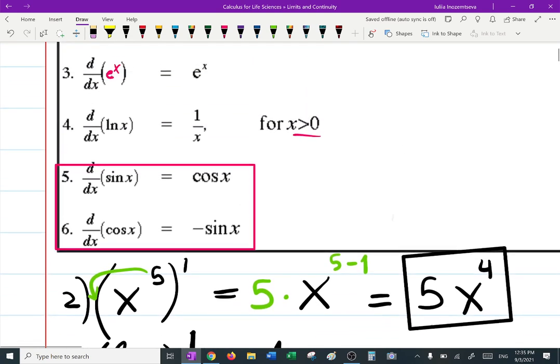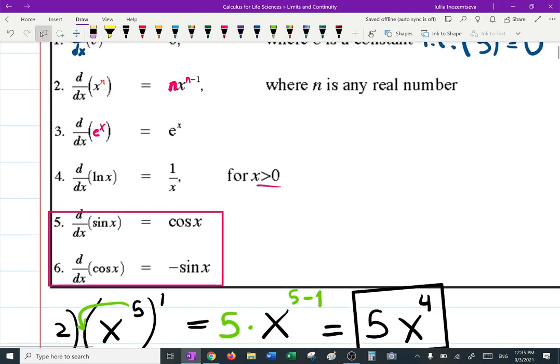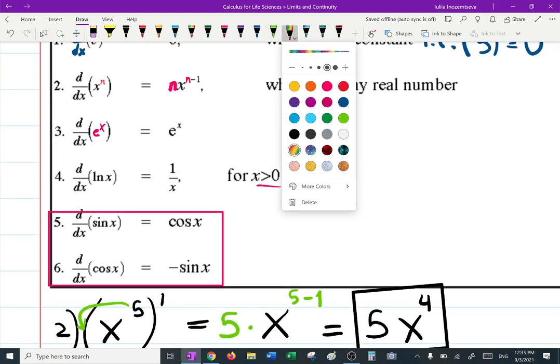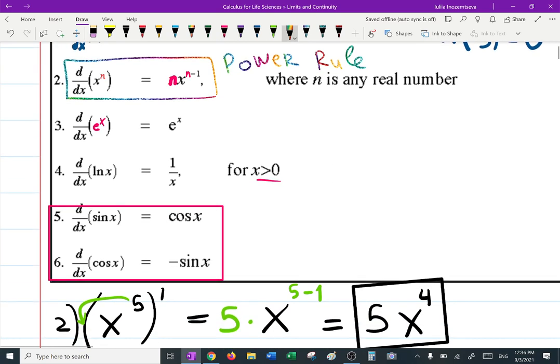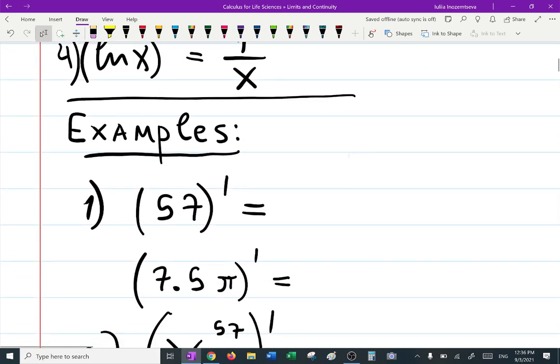This is the first example, by the way, that I should probably write down. They forgot to write it down here. The first example, this one, has a famous name. It's called the power rule. The other ones don't really have one. The first one is the constant rule, but this has the famous name, power rule. People know what power rule means. Okay, let's play with these things.